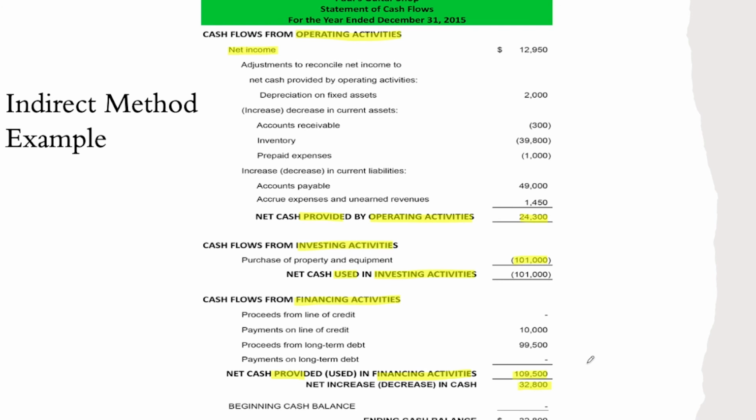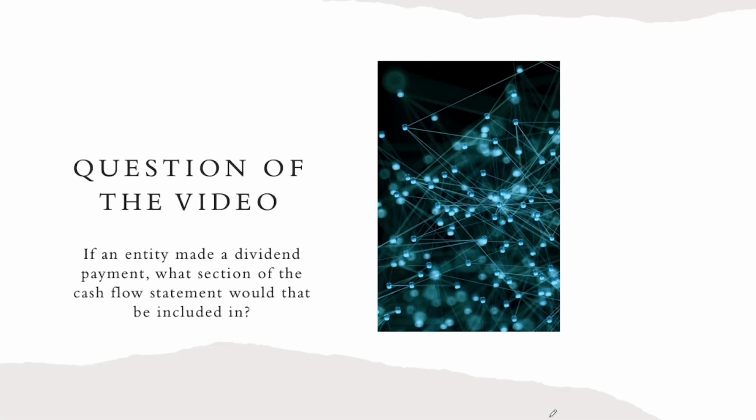Just a different way of stating the net cash provided or used during the period. So again, beginning cash balance is 0, and then you just add on the net balance of all three sections to get our ending cash balance of 32,800.